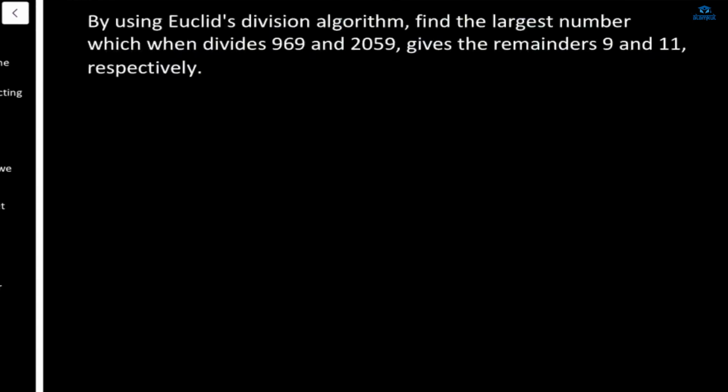Now, by using division algorithm, the largest number which when divides both these numbers gives the remainder 9 and 11 respectively. Since the remainders are 9 and 11, we are going to subtract 9 from the first number, and then subtract 11 from the next number, so that we can get the numbers, and after dividing we can check which one is the largest number. So 969 minus 9 gives 960.